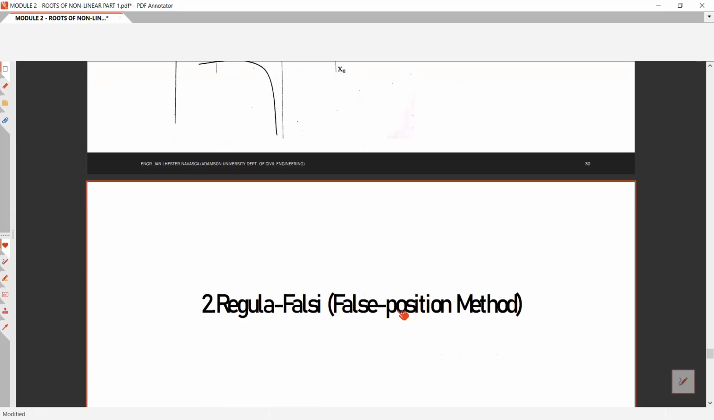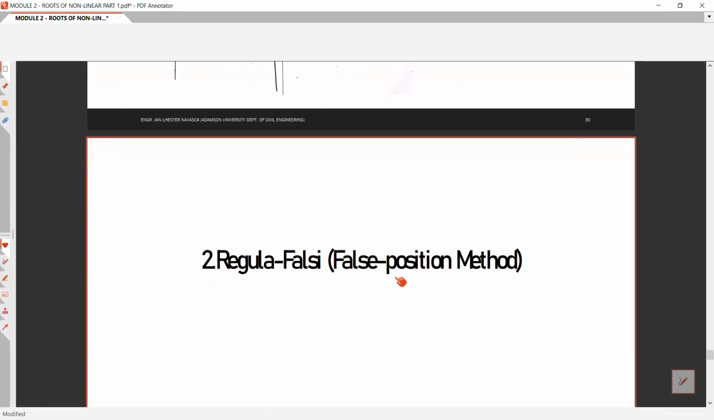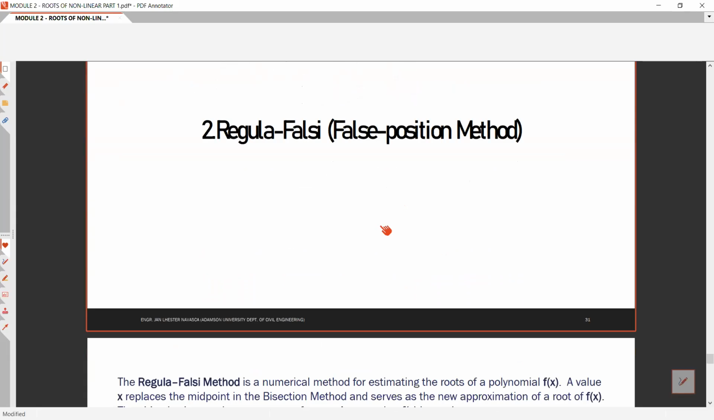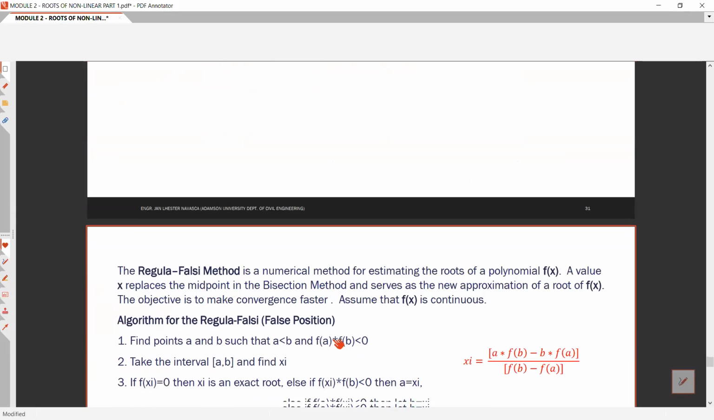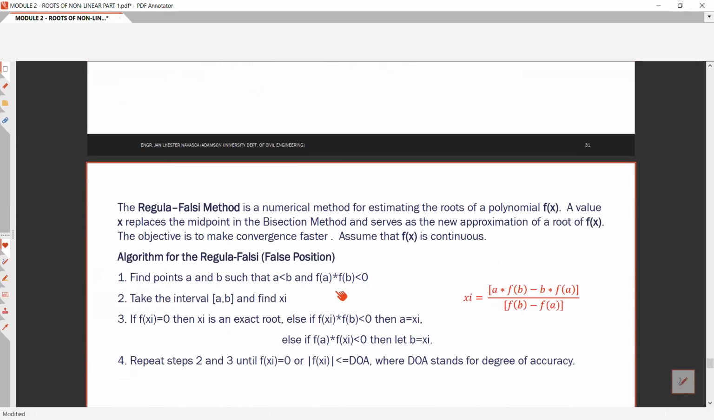Sige. For the second method, we have the regular falsi or the false position method. Okay? For the false position method, ang same lang halos sa bisection method, ang naging difference lang is yung xi is hindi siya midpoint na. Meron na siyang ibang formula. Okay.